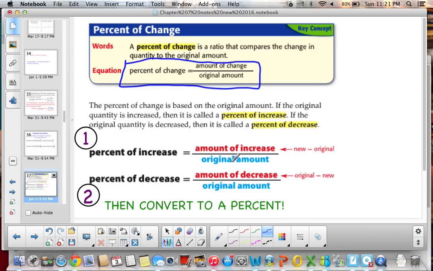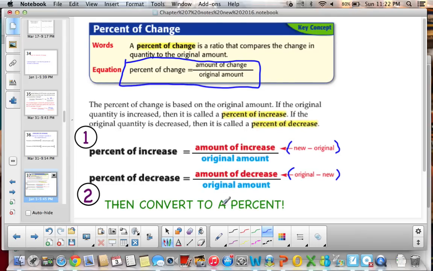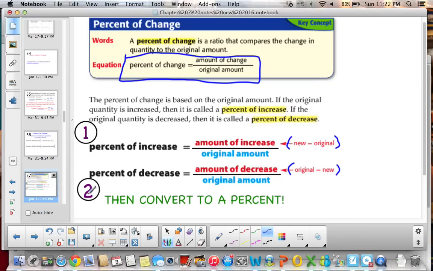So percent of increase is the amount of increase over the original amount. So you're going to take the new minus the original. I would write both of these down in your notebook, and I would write this in parentheses right next to the amount of increase. And then percent of decrease equals the amount of decrease over the original amount, and I would write original minus new in parentheses right next to amount of decrease. So our first step is to write out our ratio, and then our second step is to convert it to a percent. So add that, have your first step and second step.